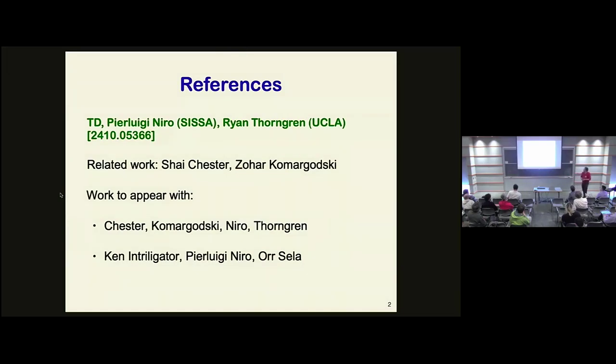The bulk of the talk is based on a paper that came out in the fall together with Piero Giniero, who is now a postdoc at CISA, and with Ryan Thorngren at UCLA. And there was closely related work at the same time by Shai Chester and by Zohar Komargotsky. And if I have time at the end, I'll mention some ongoing work with different linear combinations of these authors and also with Ken Intriligator and Orsella.